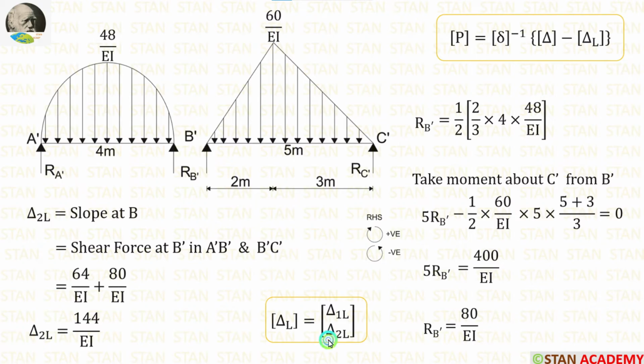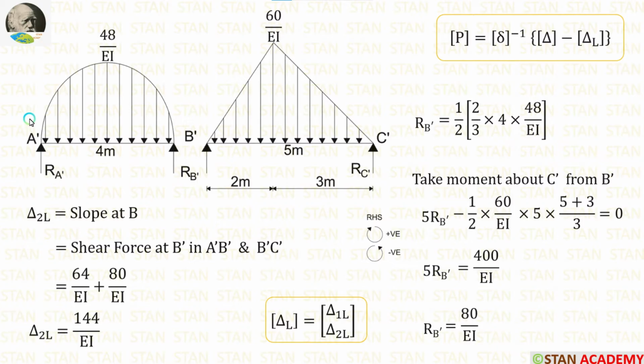Now let us calculate delta 2L. For that we have to find the slope in the point B. So we have to find the shear force in the point B dash. Here the shear force is RB dash. We have to calculate RB dash two times. First in the beam A dash B dash, then in the beam B dash C dash.